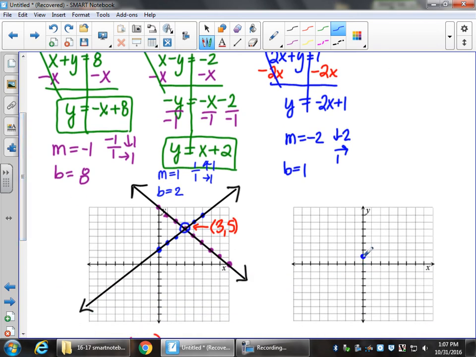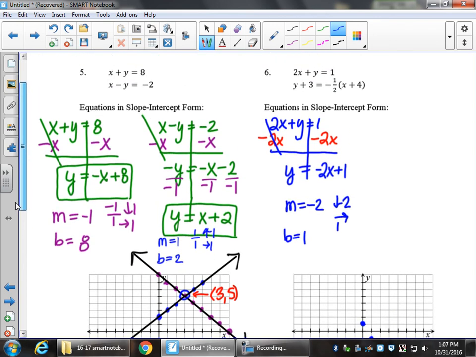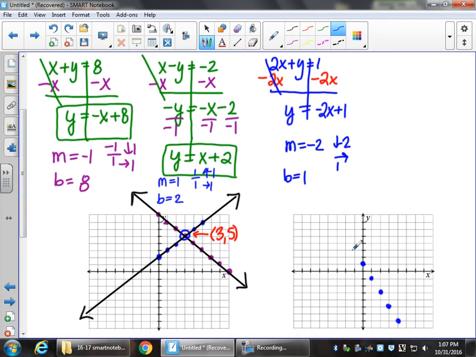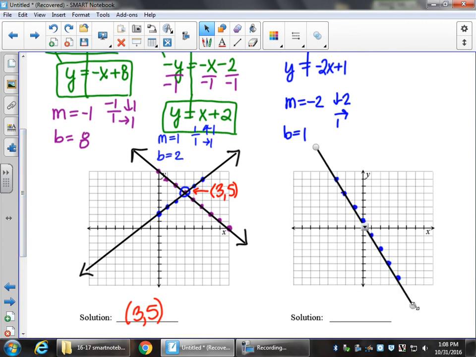So I go to 1 on my y-axis, I plot a point, down 2, right 1, down 2, right 1, down 2, right 1, down 2, right 1. The opposite of that would be up 2, left 1, up 2, left 1, up 2, left 1. And we plot our line. Nice arrow on both ends.